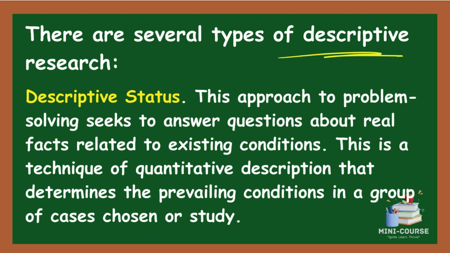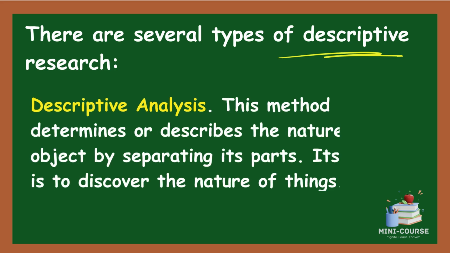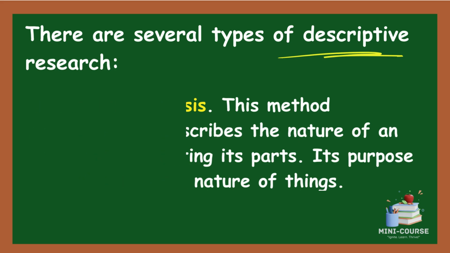Descriptive status. This approach to problem-solving seeks to answer questions about real facts related to existing conditions. This is a technique of quantitative description that determines the prevailing conditions in a group of cases chosen for study. Descriptive analysis. This method determines or describes the nature of an object by separating its parts. Its purpose is to discover the nature of things.